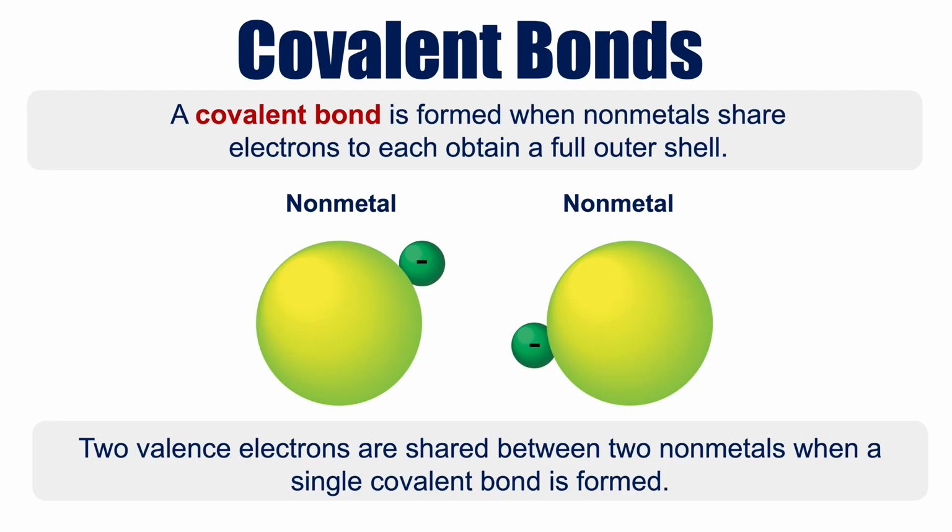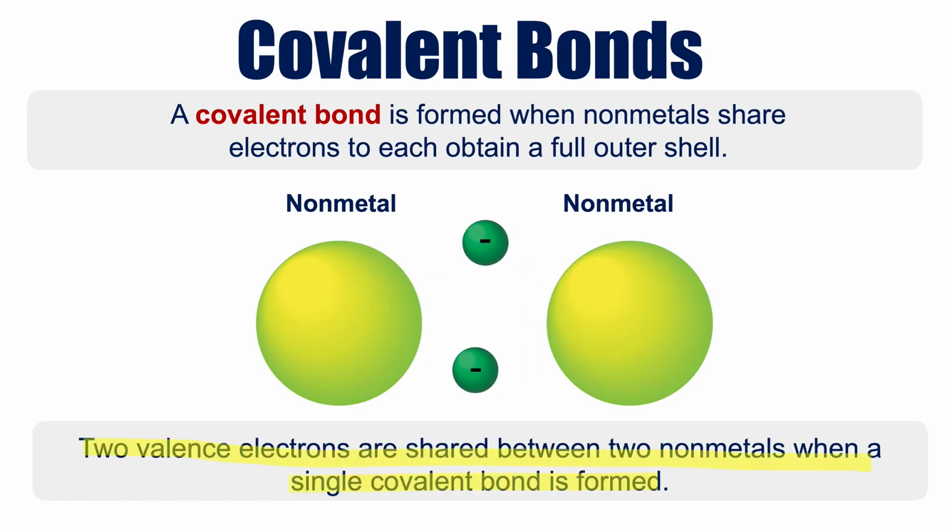What we know about a covalent bond is it's formed when nonmetals share electrons with each other in order to obtain a full outer shell. What we now need to do moving forward is understand that in a single covalent bond between 2 nonmetals, it's 2 valence electrons that are being shared back and forth.